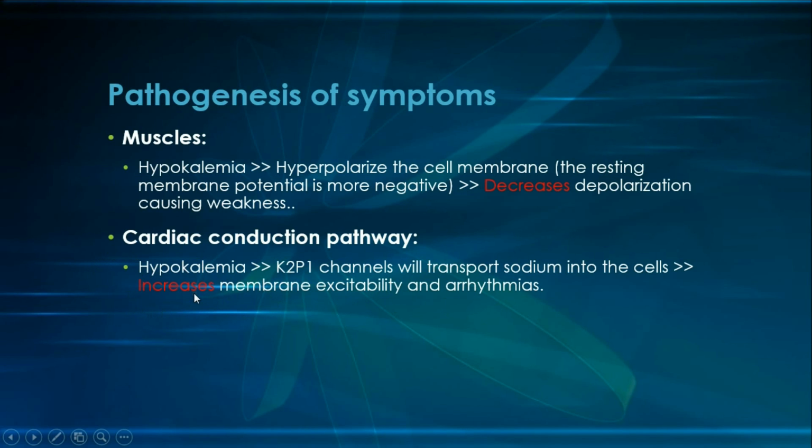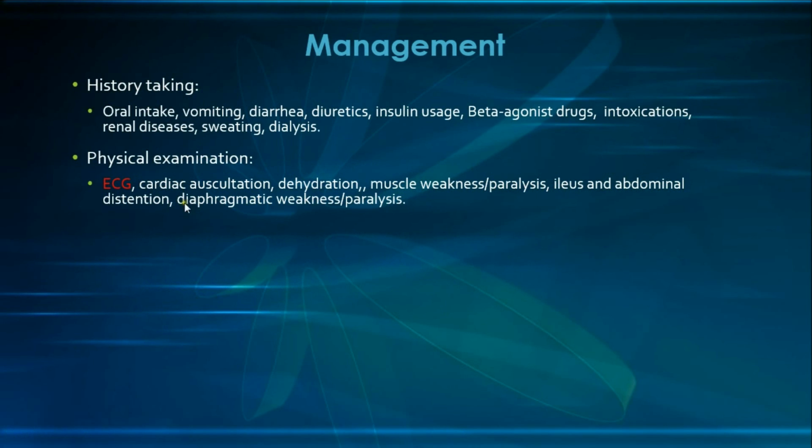Now going back to the physical examination, the next thing we would do is cardiac auscultation, listening for any bradycardias, tachycardias, heart blocks, or any sort of arrhythmia. And then we assess the patient for dehydration, especially if the patient has a history of vomiting, diarrhea, or diuretic use. And then we test the muscle power, looking for any muscle weakness or paralysis.